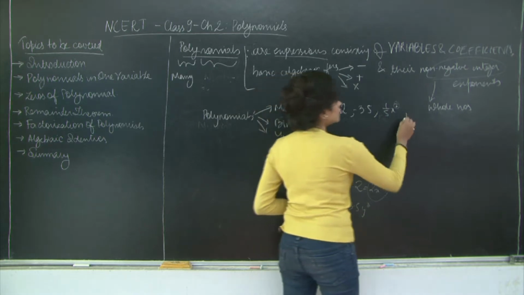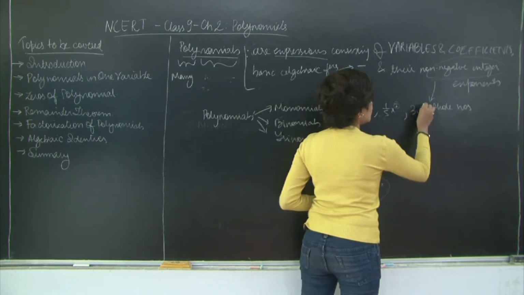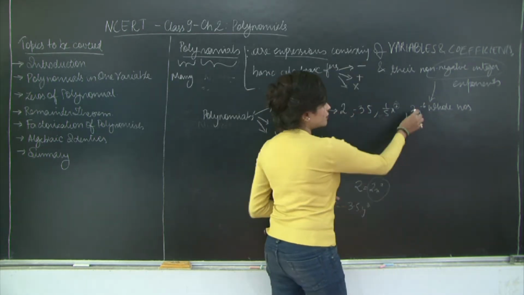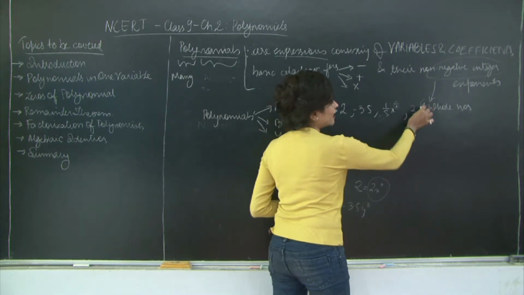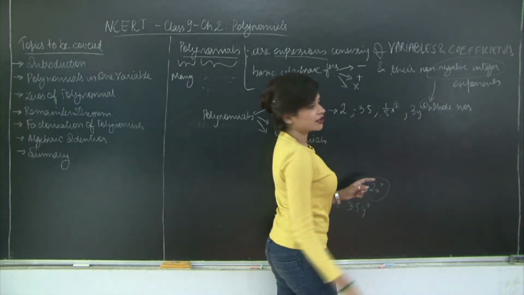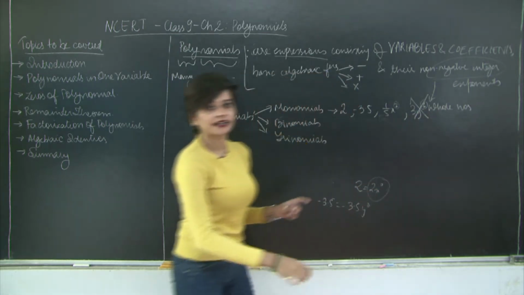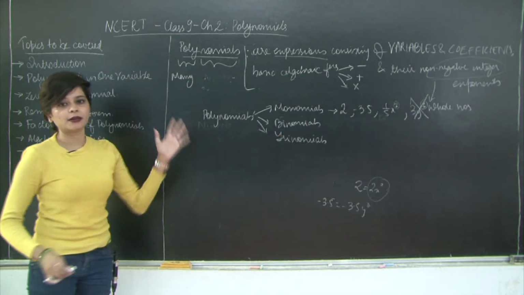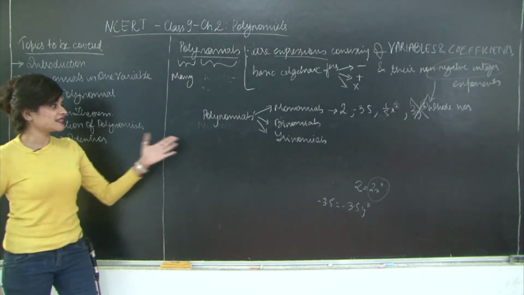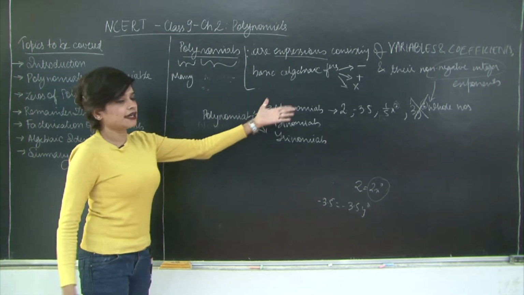Then how about 3y raised to minus 6? Again I have a coefficient, I have a variable, but my integer exponent here is negative. So this is not a polynomial and it is not a monomial either. So basically a monomial is a polynomial that is made up of a single term.